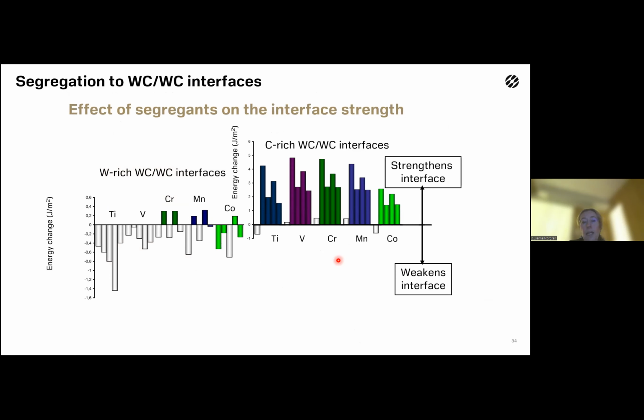So if the elements segregate, what is the effect on the strength of the boundary? And here you can see that on the tungsten-rich tungsten carbide interfaces, chromium, manganese, and cobalt are all strengthening the interface. On the carbon-rich interfaces, almost all seem to strengthen the interface.